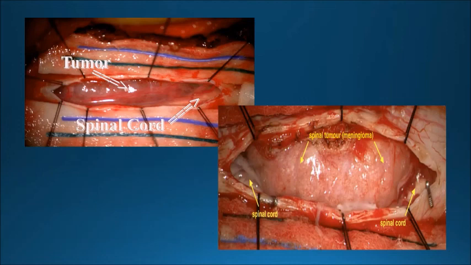Another slide showing a different type of spinal cord tumor. These are again the intradural extramedullary spinal cord tumors, which are completely separated from the spinal cord, but causing a severe compression and shift of the spinal cord.